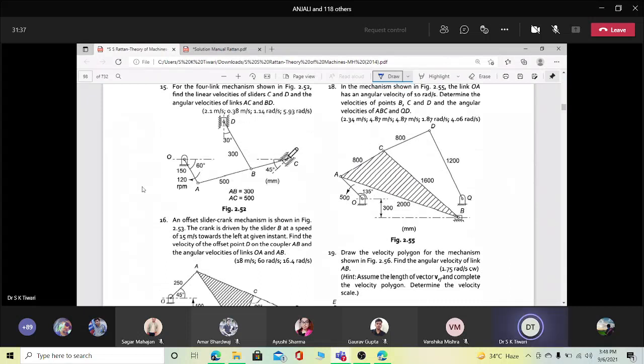Now let's discuss this one. That is problem number 15, 2.52. For the four link mechanism, यहाँ इसने बताया दिया चार लिंक है। In figure 2.25, find the linear velocities of slider C and D and the angular velocities of link AC and BD.